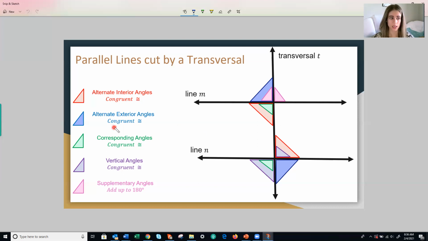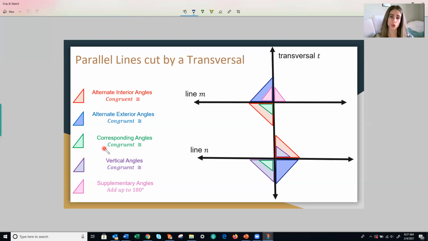Our second set is alternate exterior angles. Very similar, only these are on the exterior, so they're on the outside of our two lines. And that is noted in blue. So this is an example of an alternate exterior angle, and this would be its pair. Alternate, opposite sides of the transversal, and they're on the outside of the lines. These are also congruent, which means they are equal. So if this angle right here is 27 degrees, this angle is 27 degrees.